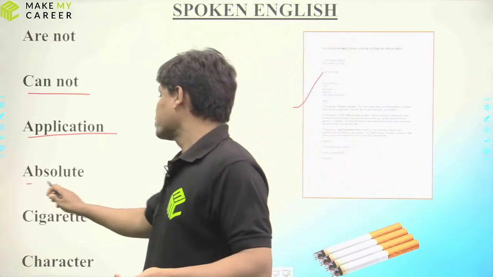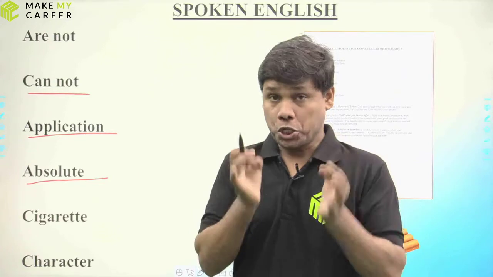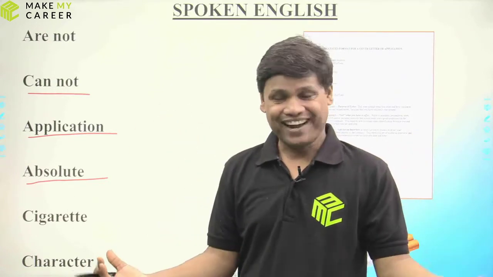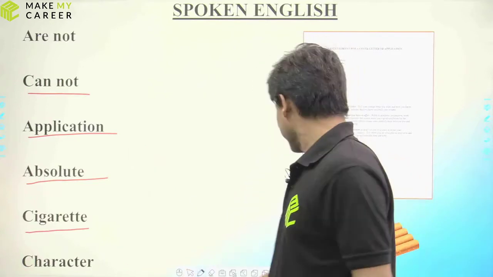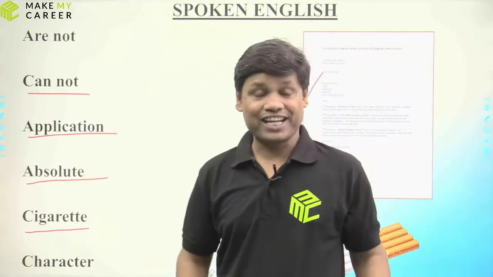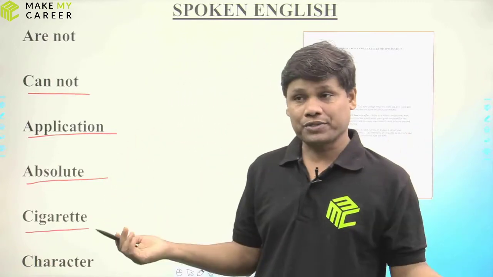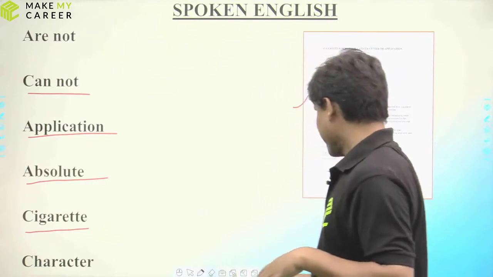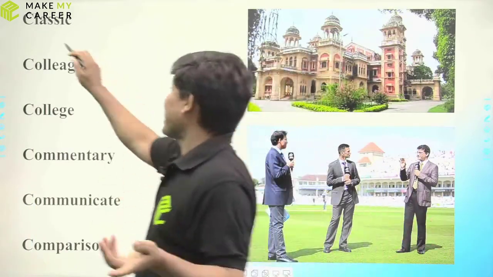Next one is absolute. Absolutely. You are absolutely right. Next one is cigarette. Now you can see the beautiful picture of cigarette. No cigarette, no smoking. Right? Character. Your character. My character. And his character.